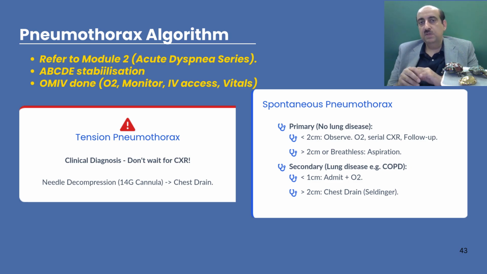then less than 1 centimeter, small, tiny, you need to admit them and just provide supplemental oxygen and observe. But if it's more than 2 centimeters, then a proper Seldinger chest drain may be needed. Again, I keep saying this, please follow whatever your local policies or local guidelines according to your institutional policies are.